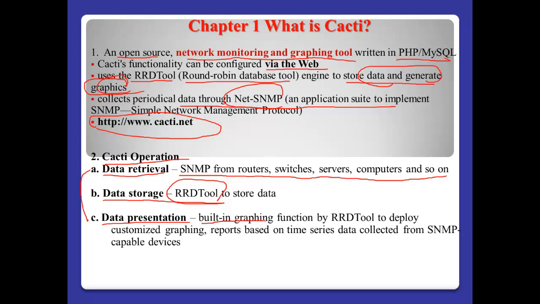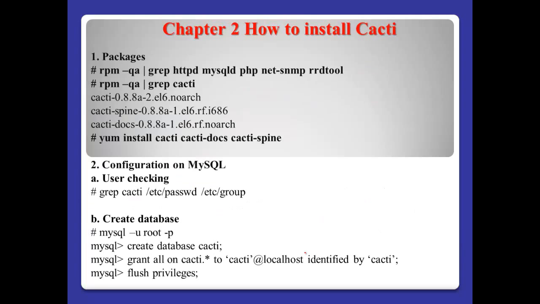So Cacti has built-in graphing functions by RRDtool to deploy customized graphing and reports based on the time series data collected from SNMP-capable devices. So it gets the data using SNMP, stores this data in the RRDtool, and presents it using graphics.